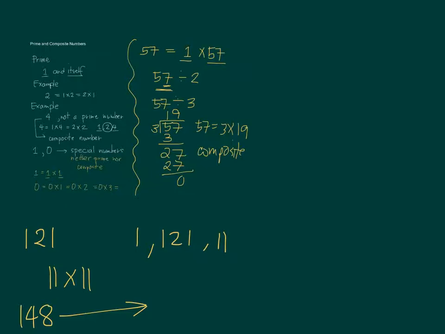148. Now, if you're familiar with the set of even numbers, all even numbers are divisible by 2. So 2 is already another factor. Actually, all the even numbers except for the 2, because 2, as I've said earlier, is the only even number that is a prime number. So every time I give you an even number, you automatically know that the number is not a prime number.